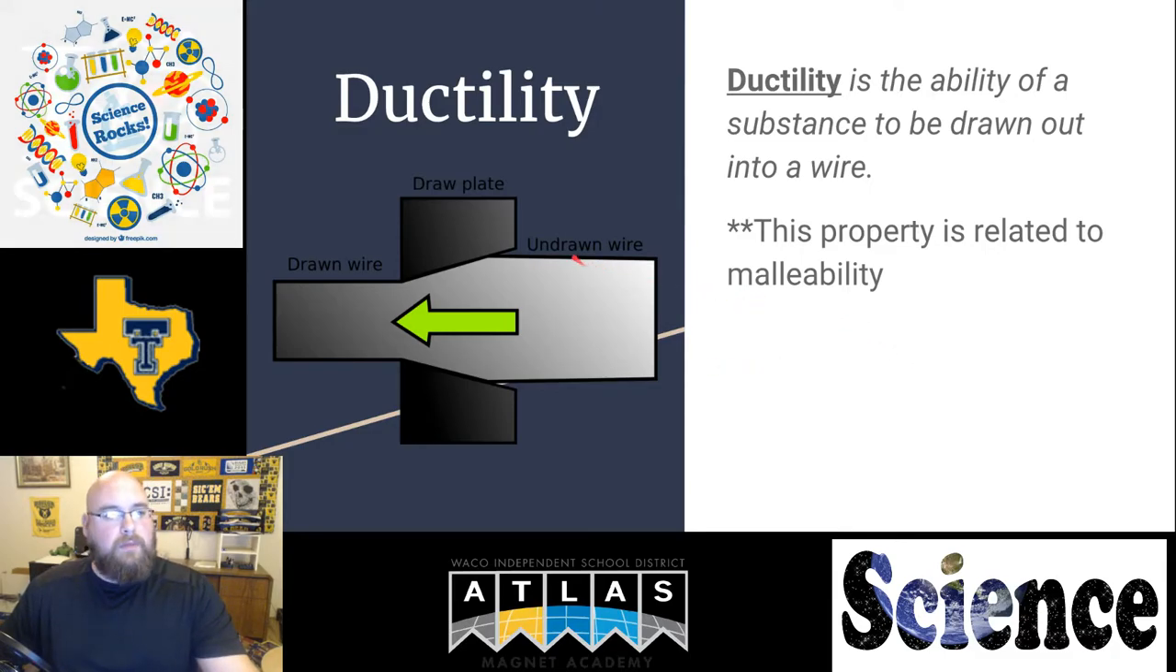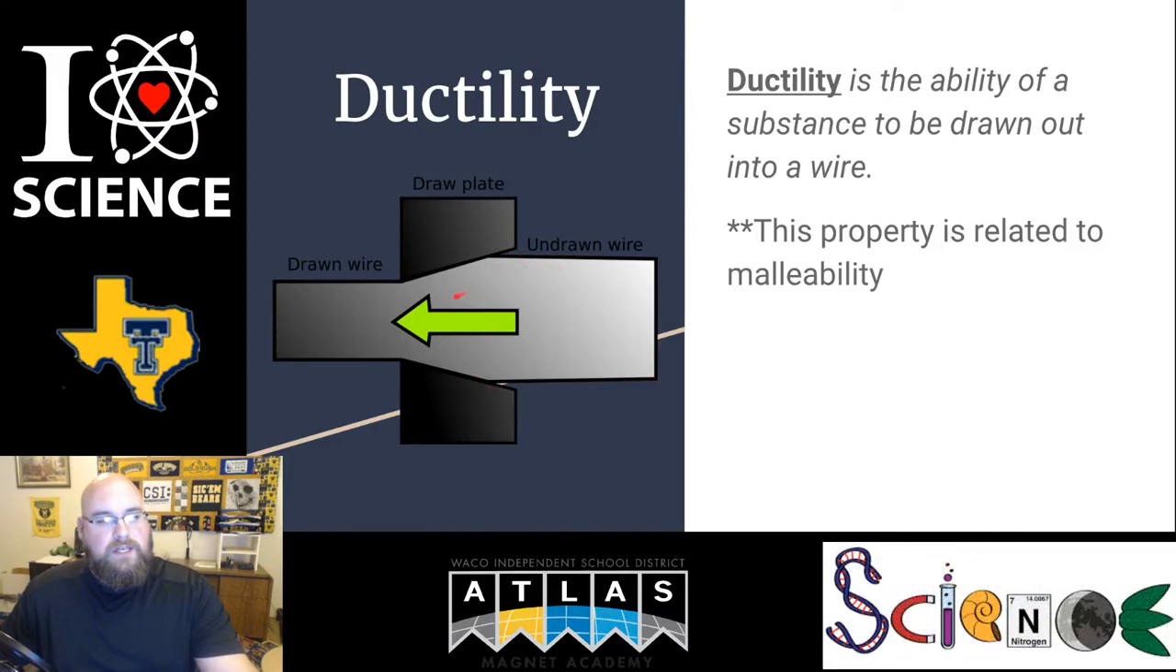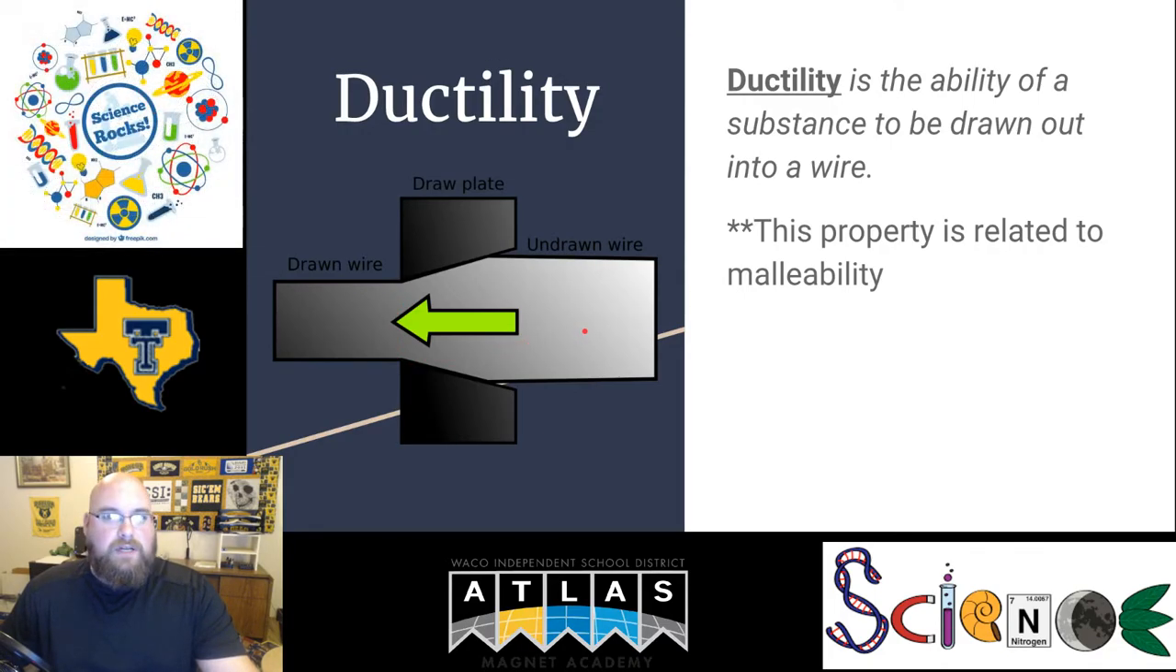Just remember that we start with one length or width of a substance, and we can then squeeze it down to make it even thinner. And as we make this draw plate have an opening here and here, thinner and thinner, then our wire will decrease in its diameter, so the wire itself will get thinner.